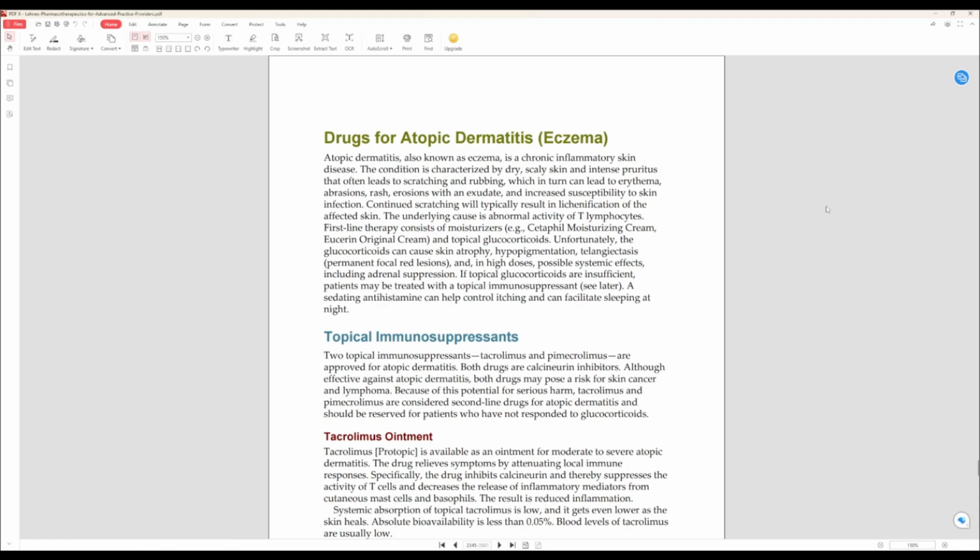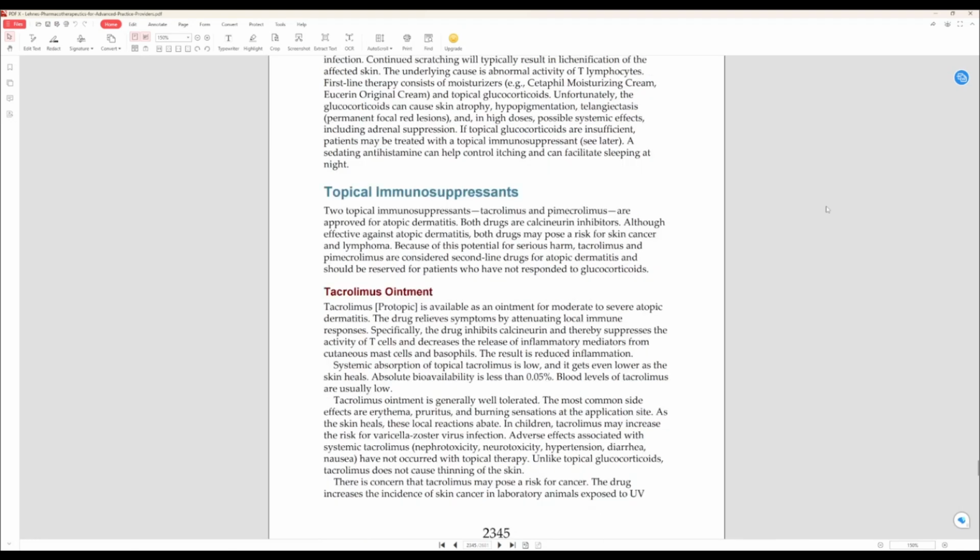First-line therapy usually consists of a moisturizer and a topical glucocorticoid. Unfortunately, glucocorticoids can cause skin atrophy, hypopigmentation, telangiectasis, and in high doses, possible systemic effects, including adrenal suppression. If a topical glucocorticoid is insufficient, patients may need to be treated with a topical immunosuppressant. A sedating antihistamine can also help control the itching and can help facilitate sleeping at night.